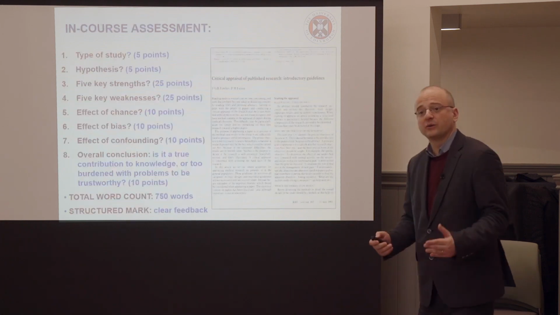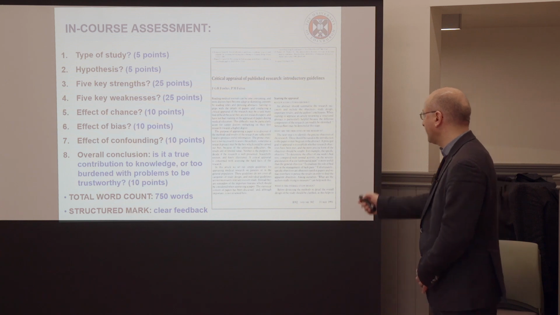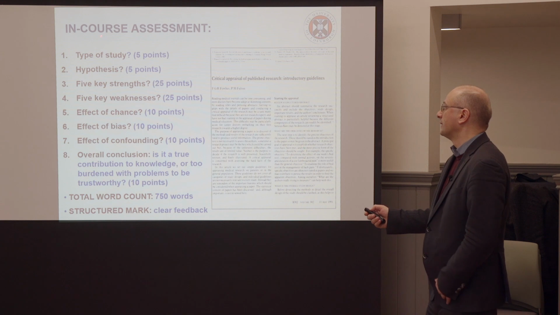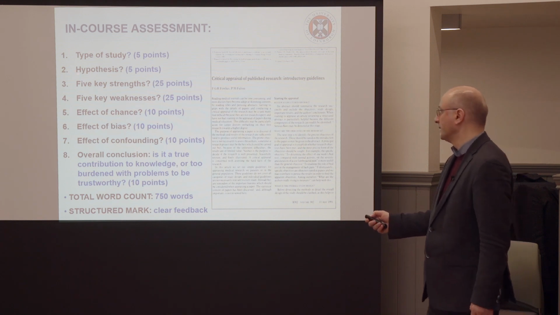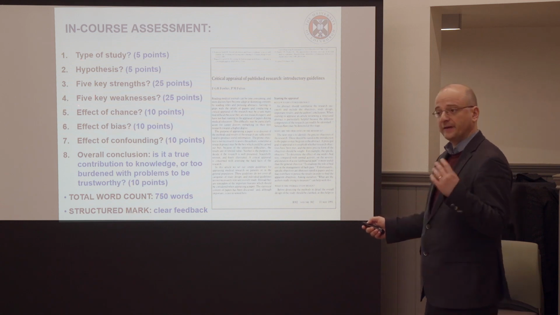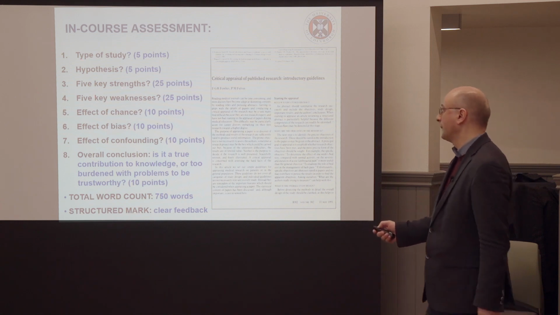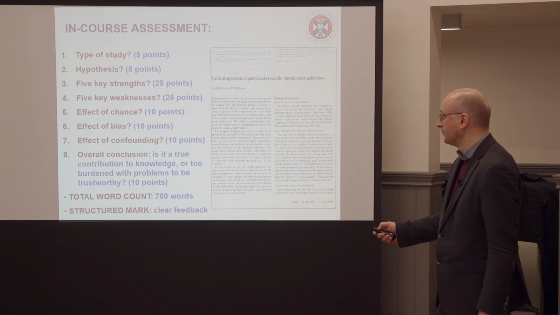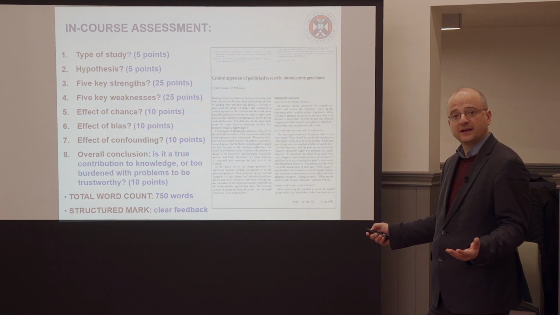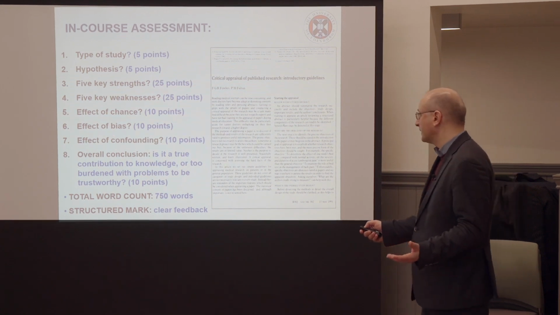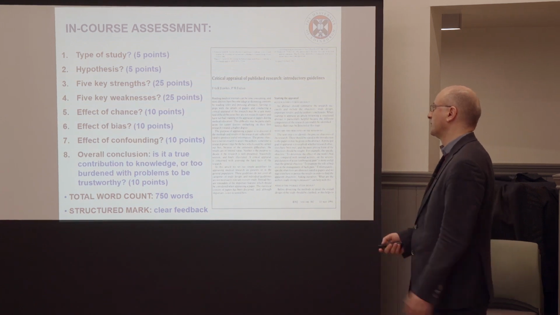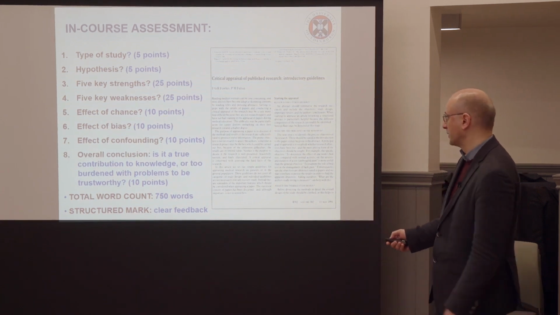This is what our in-course assessment looks like. We pick a paper and you need to give us the recognized type of study, the hypothesis correctly spelled out, identify 5 key strengths of this study, 5 key weaknesses of this study, whether there are any likely effects of chance, whether bias is likely, whether confounding is likely, and then an overall conclusion: is it a true contribution to knowledge or too burdened with problems to be trustworthy.